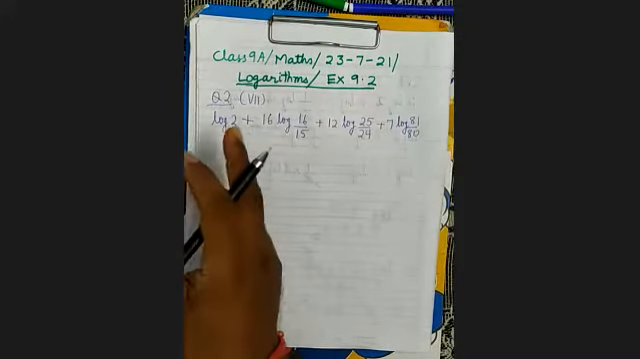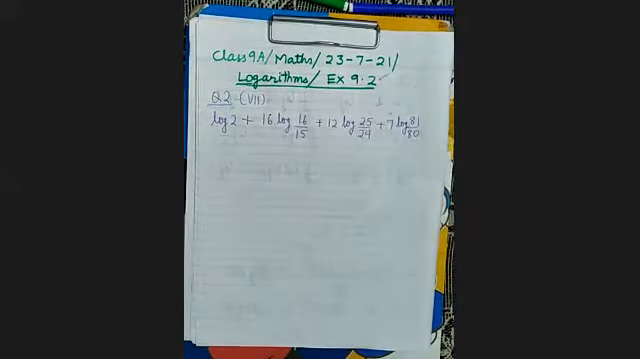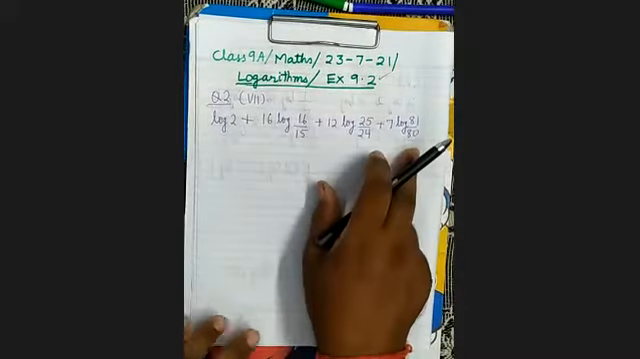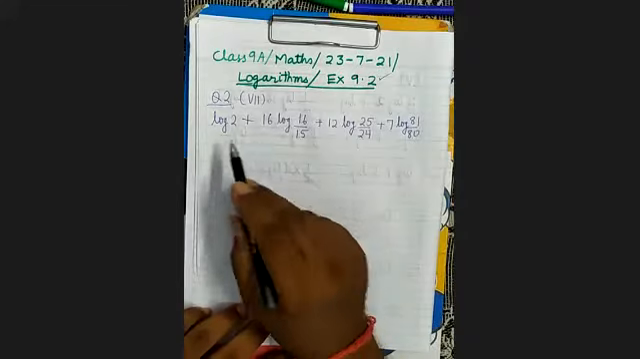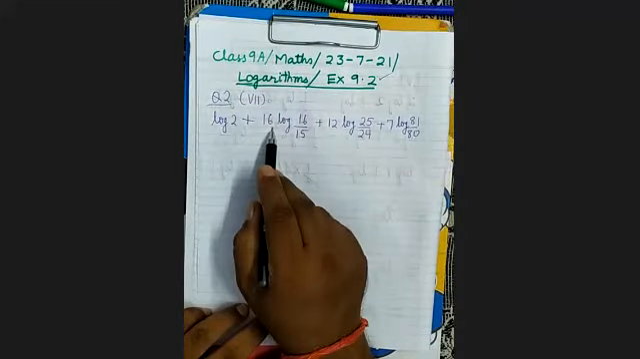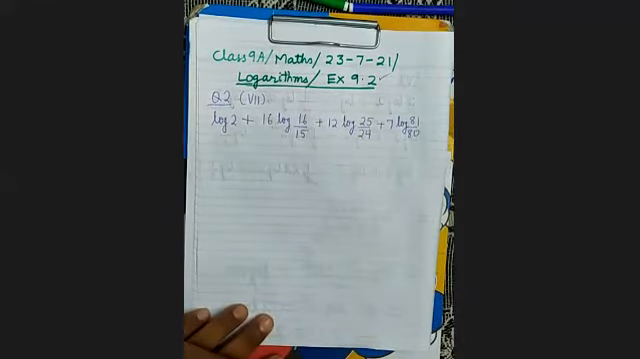Here, this is question number 2, exercise 9.2, 7th part. Here you have to evaluate this. It's clear. So how will you evaluate this? First of all, you change every term into a single logarithm. Single logarithm means there is no number before the logarithm.